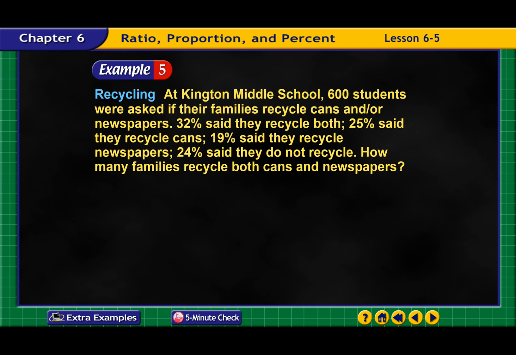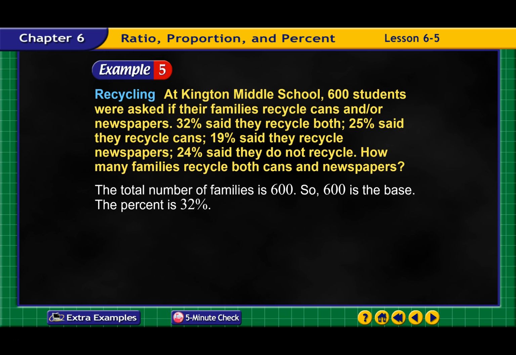Oh boy, keep going. Kington Middle School has 600 students. They were asked if their family recycled newspapers. 30% said they recycled cans and/or newspapers. 32% said they did both. 25% said cans, and 19% said they only did the newspapers. 24% said they did not recycle. How many families recycle both cans and newspapers?